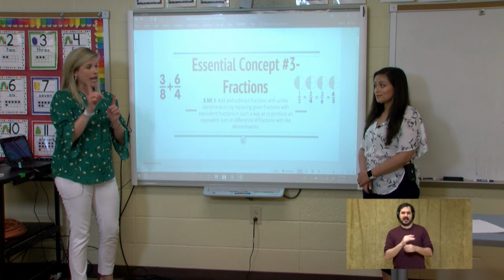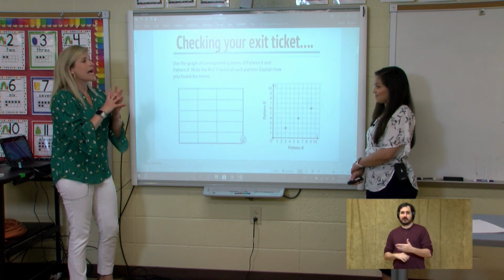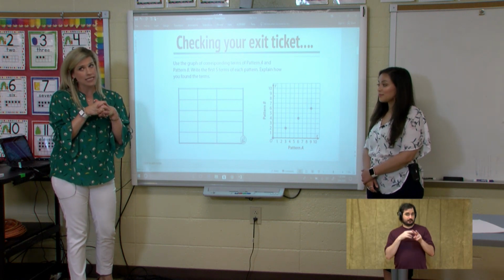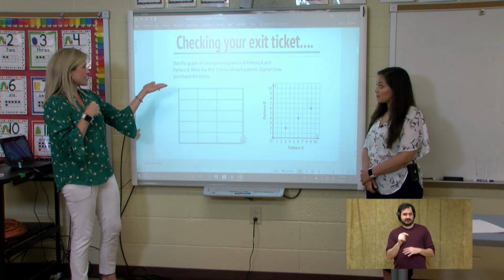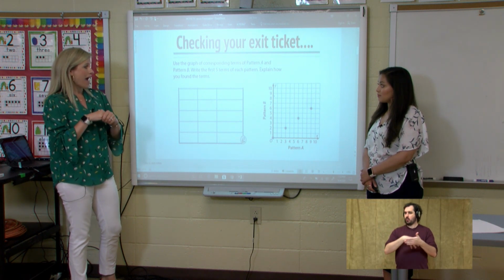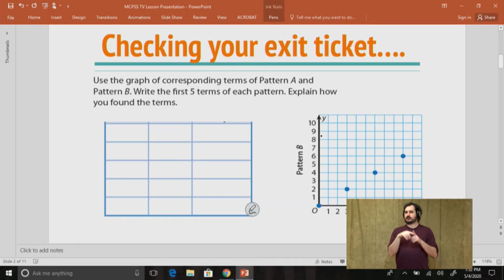But before we do that, we have to look at our exit ticket from last Thursday. Every single week I'm going to check your exit tickets. So last Thursday the exit ticket was: use the graph of corresponding terms of pattern A. Remember what I said about pattern A? It's always along the x-axis, no matter what. And pattern B is always along the y-axis. Write the first 5 terms of each pattern. Explain how you found the terms.